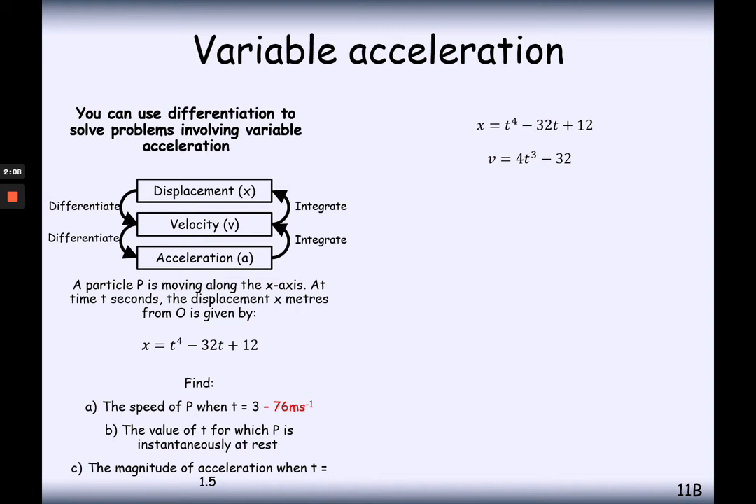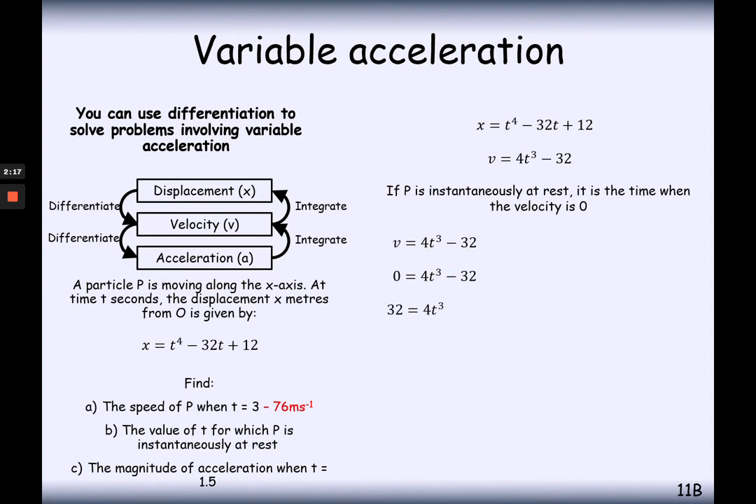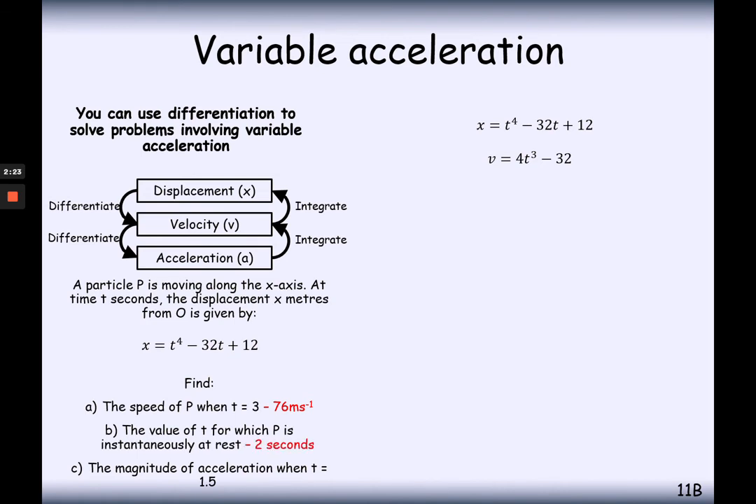Part B, the value of t for which P is instantaneously at rest. Obviously, if it's at rest, then the velocity is 0. So if we just set the velocity equal to 0 and then solve it, you get t equals 2. Okay, so it's instantaneously at rest when t equals 2.